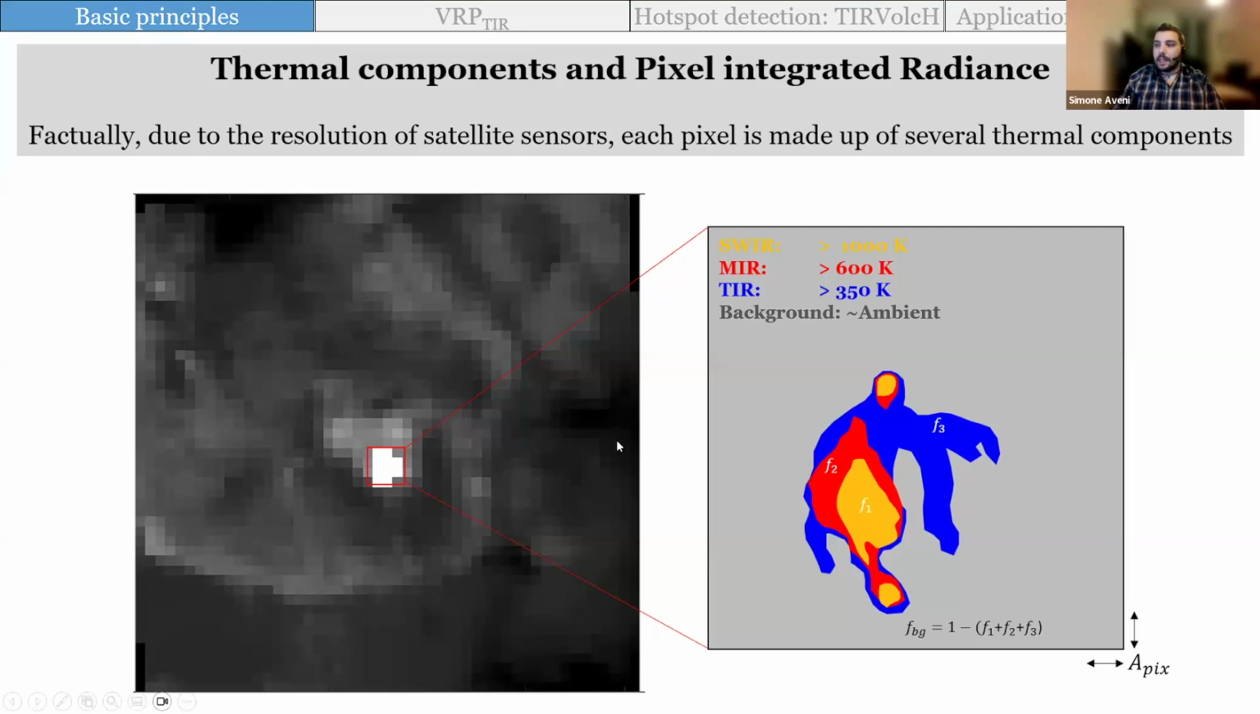We don't know exactly what it looks like, but if we just zoom in at sub-pixel resolution, we'll probably see something like that. So let's take the example we took before, and let's simplify everything, assuming we have three thermal components, one which is very hot in the shortwave infrared, 1000 Kelvin, then we got the mid-infrared and the thermal infrared. And of course, also we do have the background, the ambient temperature, because as we know, anything above absolute zero emits radiation, and these radiations are quantified from infrared sensors.